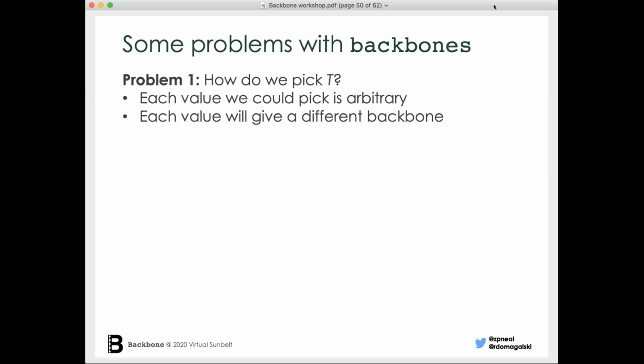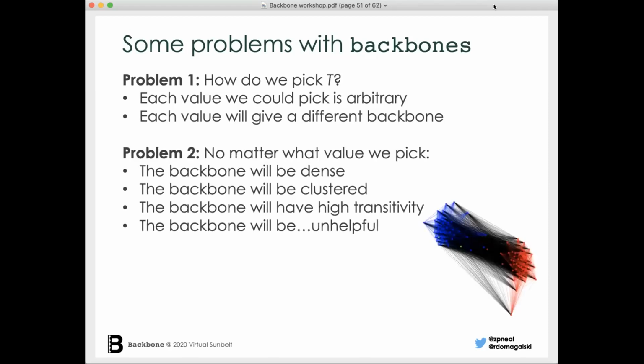So you can see this approach might encounter a couple of problems. The first problem is, how do we pick t? We could pick any value we want, so each value we pick is relatively arbitrary. It's also a challenge because each value we pick will give us a slightly different backbone with a different structure. The second problem is that no matter what value of t we pick, our backbone will always have a couple of characteristics. It will always be dense, it will always be clustered, it will always have high transitivity. In short, backbones generated using this approach will always be unhelpful. So what we need is a better way to decide which edges we're going to keep in our backbone.